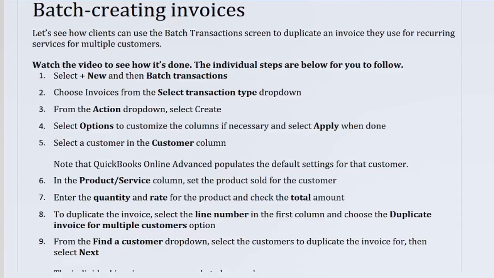Select a customer in the Customer column. Note that QuickBooks Online Advanced populates the default settings for that customer. In the Product/Service column, set the product sold for the customer. Enter the quantity and rate for the product and check the total amount. To duplicate the invoice, select the line number in the first column and choose the Duplicate Invoice for Multiple Customers option. From the Find a Customer drop-down, select the customer to duplicate the invoice for, then select Next.